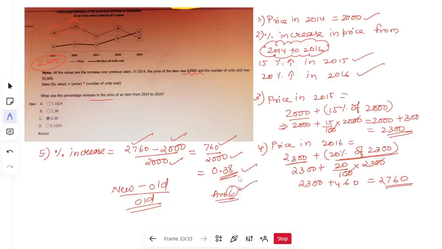So guys, you should practice these questions. These are a must, because these questions are very regularly repeated, so you can't miss out.